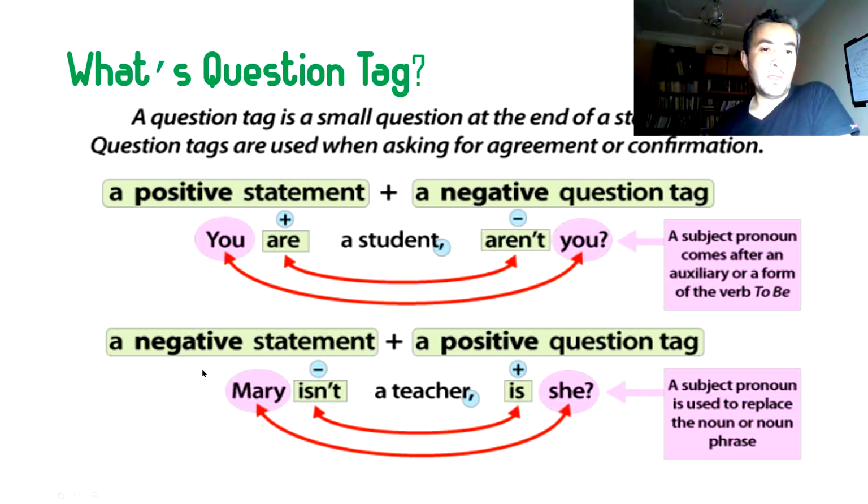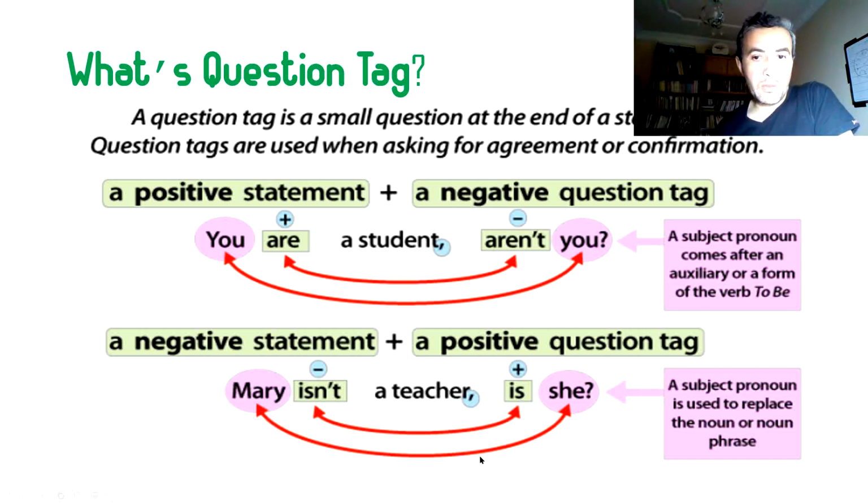The second example is a negative statement. Mary isn't a teacher. This is negative, "isn't." The other side, we have a positive question tag. It's the opposite: because we have negative here, we need positive here. "Is she?" Mary isn't a teacher, is she? If you want to answer, you say yes, she is, or no, she isn't. The answer is like a yes or no question.